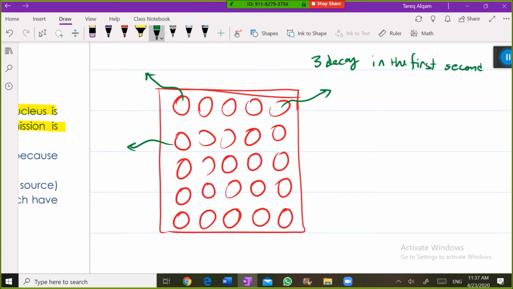In the next moment or in the next second, I can't predict which atomic nuclei will decay. I can't predict that this atomic nucleus may decay, or this one, or this one, or any one. And I may have it like this, and so on. This is why it's called a random process.